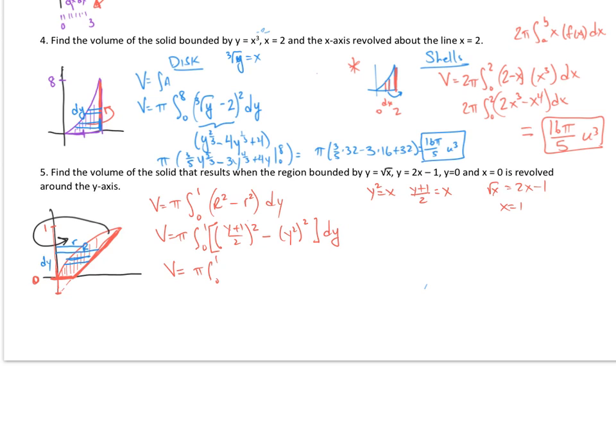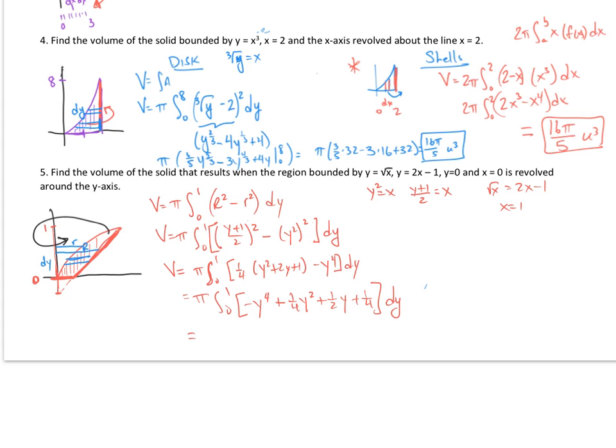So we're going to end up with pi times the integral from 0 to 1, and when we FOIL everything out here, let's go ahead and write this as 1/4 times y squared plus 2y plus 1 minus y to the 4th. Did a little trick there and took out that 1/4. And this ends up being pi from 0 to 1. Actually, you don't have to FOIL, you just have to distribute the 1/4: negative y to the 4th plus 1/4 y squared plus 1/2 y plus 1/4, and this will be dy.